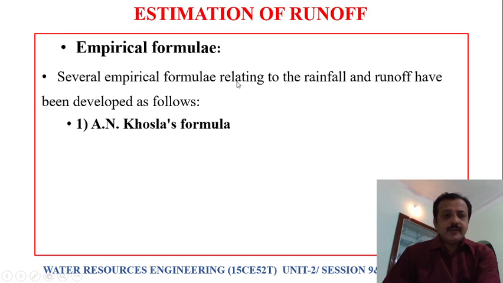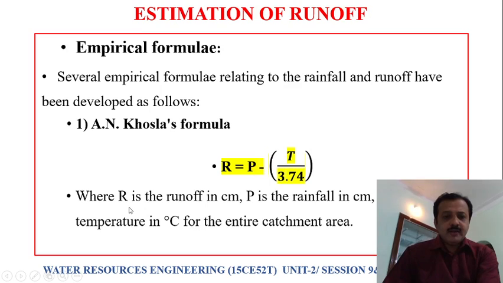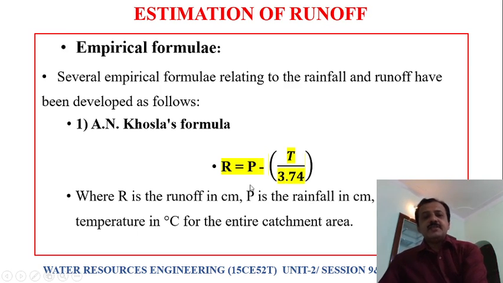Next, we will go for the empirical formulas. There are many empirical formulas which are used for finding runoff. One is called AN Kosla's formula. According to this formula, runoff R is equal to P minus T divided by 3.74. R is the runoff in centimeter. P is the rainfall in centimeter. T is the mean temperature in degree Celsius of the entire catchment area.